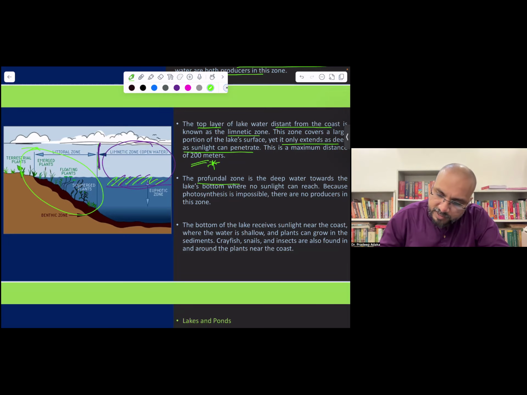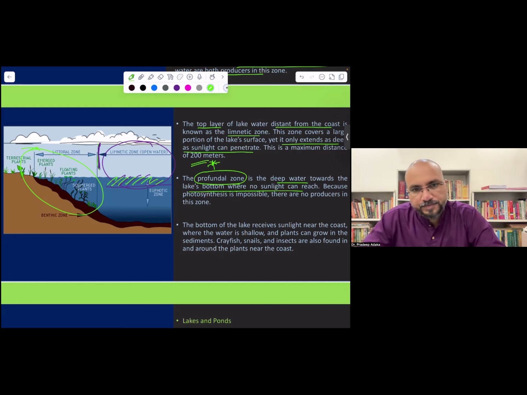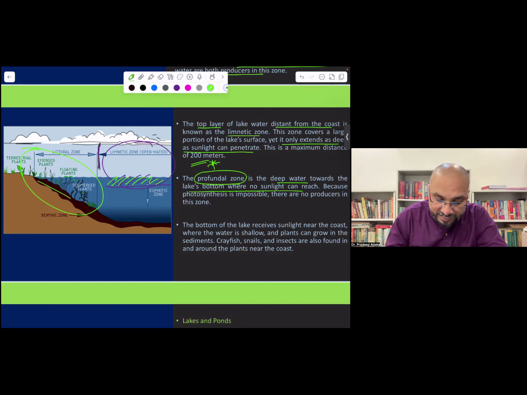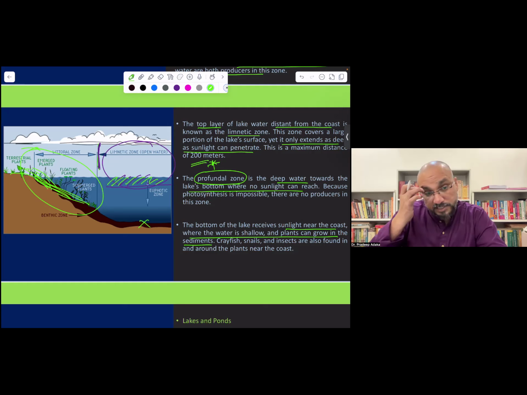Beneath this top layer, below where light can penetrate, you have the profundal zone, the deep water zone towards the lake's bottom where sunlight cannot reach. Photosynthesis is not possible here, so there are no plants or algae growing in this region. There are no producers in this zone. The bottom of the lake receives sunlight only in the coastal parts, near the coast where the water is shallow and plants can grow in the sediment. Most of the sediment comes through erosion and gets deposited here.